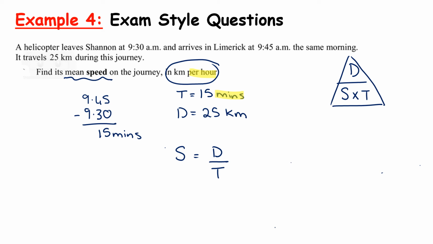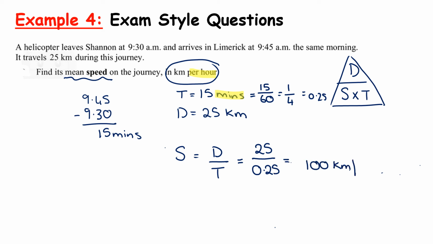So if you said it was 15 minutes past an hour, you would say generally that that was a quarter past. So 15 minutes is a quarter. If you didn't know that, we would put the number of minutes over the number of minutes in an hour, which is 60, and simplify. So that gives me a quarter, or if you prefer to work with decimals, 0.25. It might be easier to work with decimals since we're talking about a fraction. So my speed is distance divided by time, 0.25, and that will give me 100 kilometers per hour.